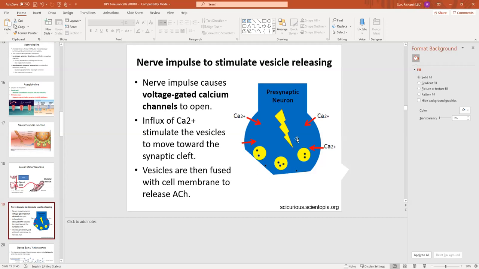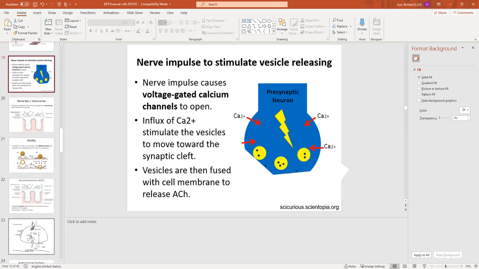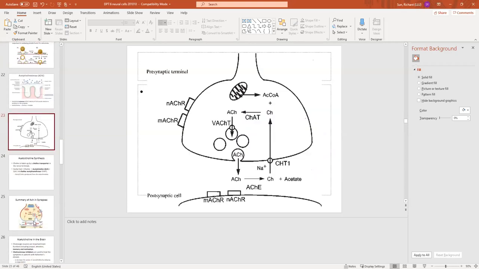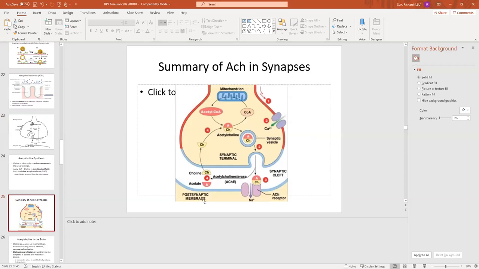The first thing it will do is open a calcium channel. Then calcium coming in will undock this vesicle. This vesicle contains the acetylcholine. Then acetylcholine will get released. I have probably another picture right here. So this is the muscle. This is the motor neuron. The action potential down here will open a calcium channel. So here we have a voltage-gated calcium channel.